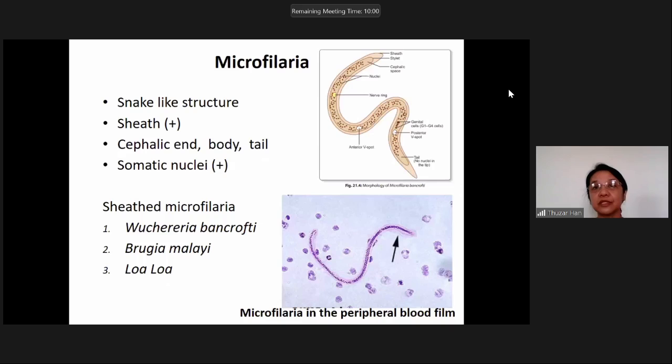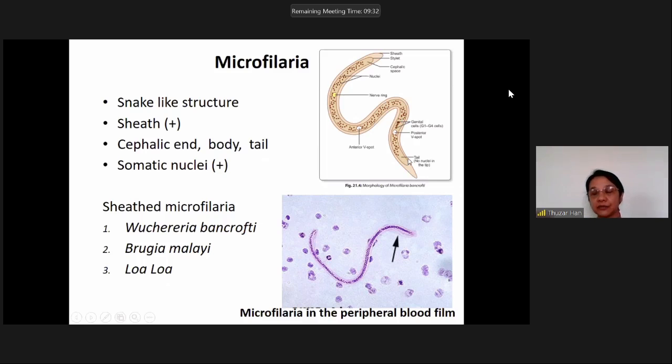Okay, so if it is microfilaria larva, when not in the blood, you will see a snake-like structure, and a sheath present. In the blood, all microfilaria have a sheath, lined by the sheath. Here, these are somatic nuclei.